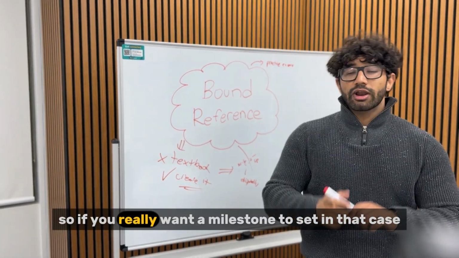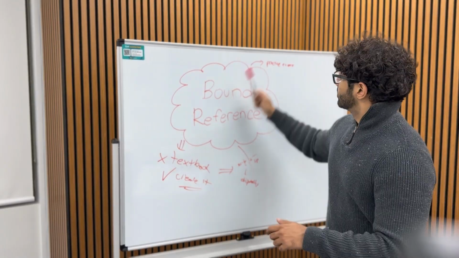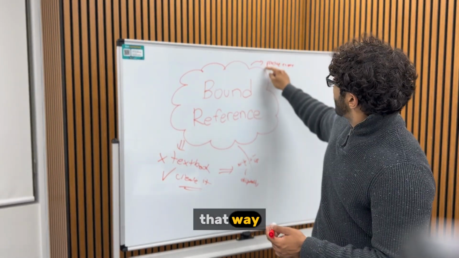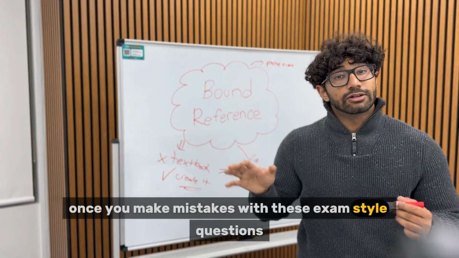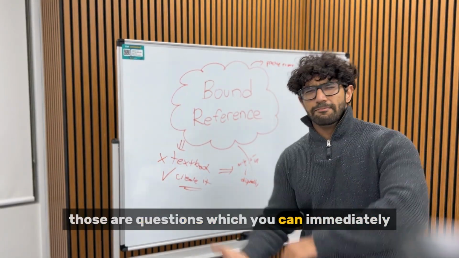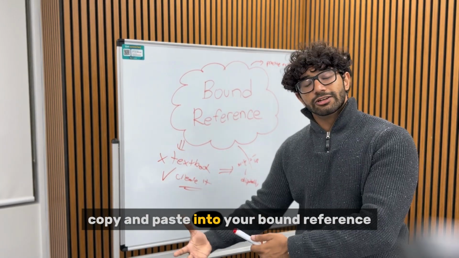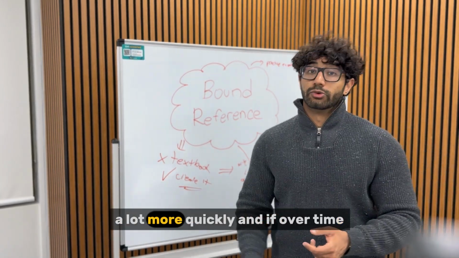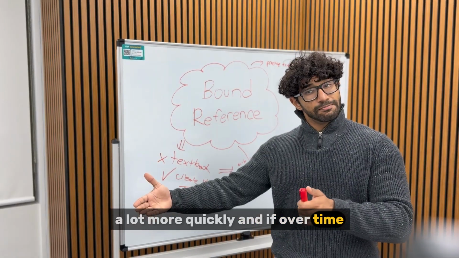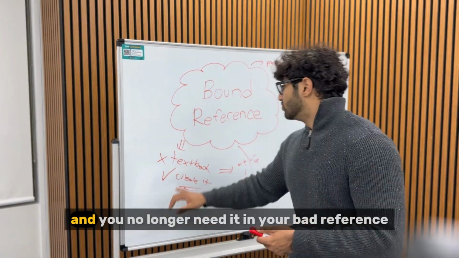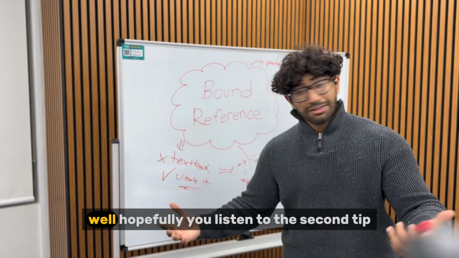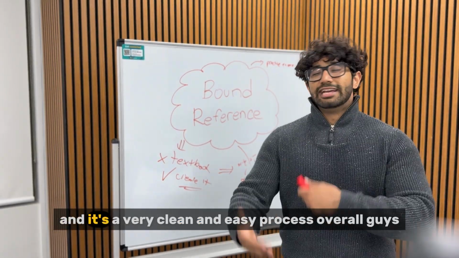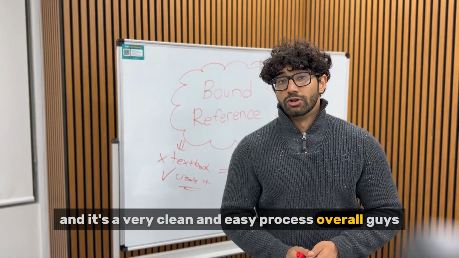So if you really want a milestone to set in that case, start creating the bound reference once you've started your practice exams. That way, once you make mistakes with these exam style questions, those are questions which you can immediately copy and paste into your bound reference, and you can start that process of revising your mistakes a lot more quickly. And if over time you find that those questions become easier and you no longer need it in your bound reference, well, hopefully you listened to the second tip and you did it digitally, because then you can remove it and it's just a very clean and easy process overall, guys.